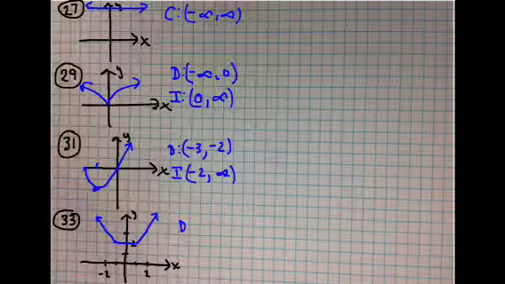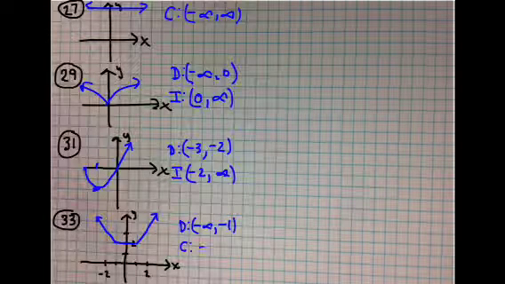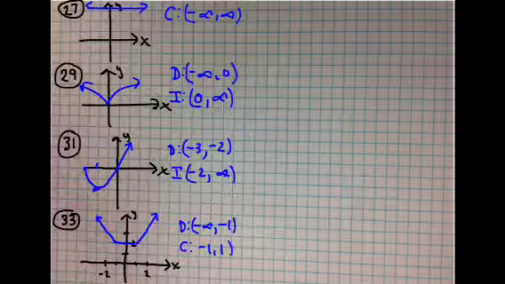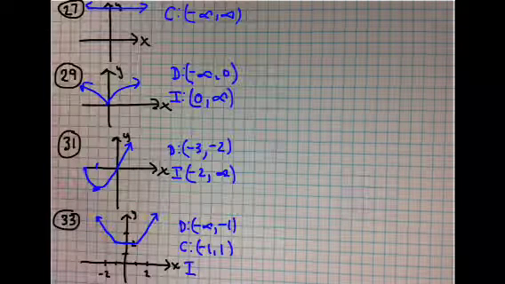Decreasing from negative infinity to negative 1. Constant from negative 1 to 1. Remember, the intervals we're writing down are the x values where this happens, and then increasing from 1 to infinity.